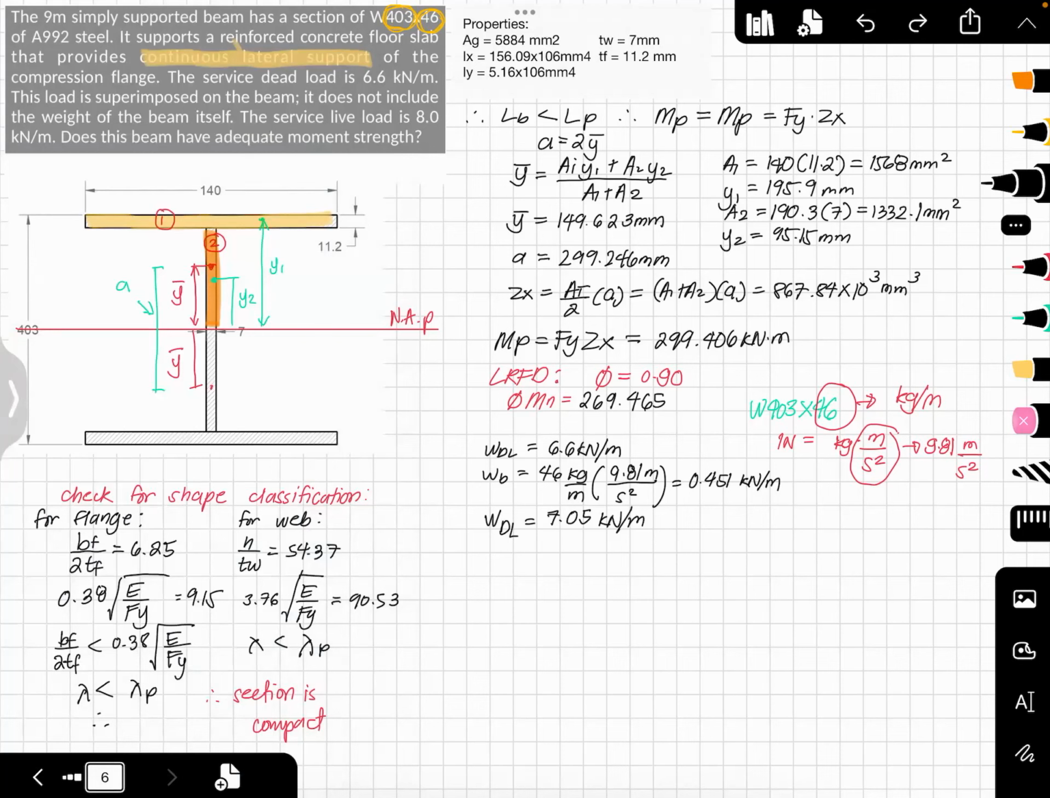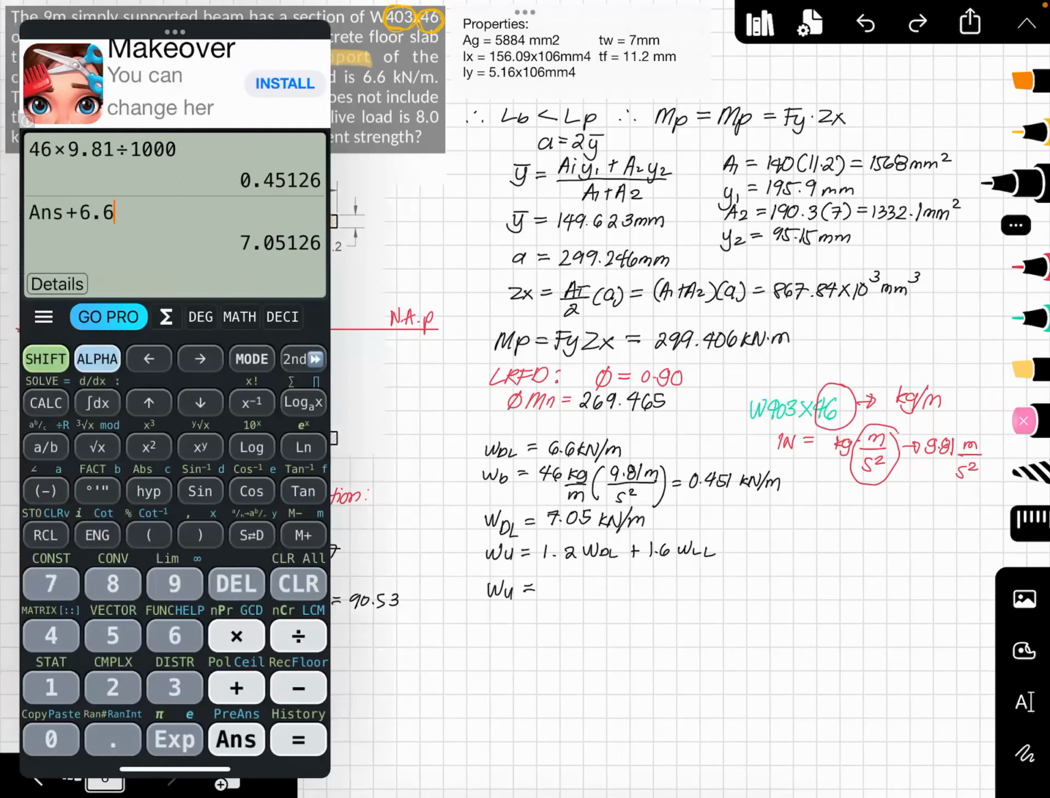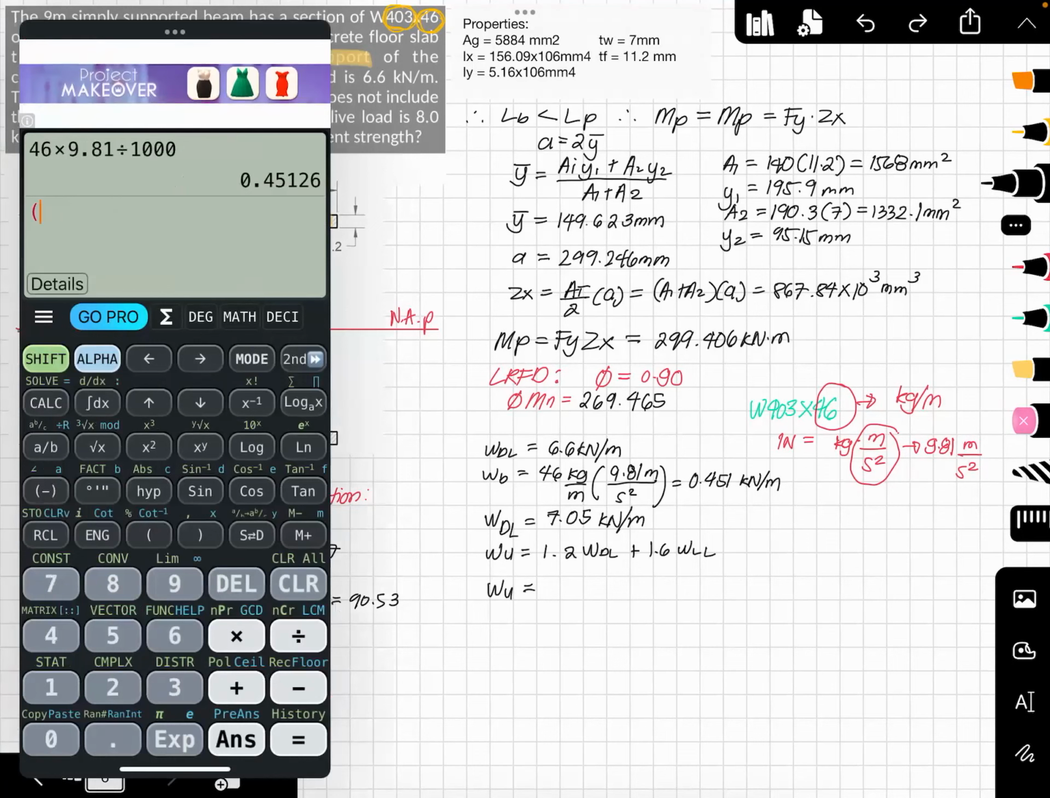So for the factored uniform load, we multiply 1.2 times the dead load plus 1.6 times the live load. Substituting the values, the factored uniform load is 1.2 times 7.05 plus 1.6 times 8. So we have 21.26 kilonewton per meter.